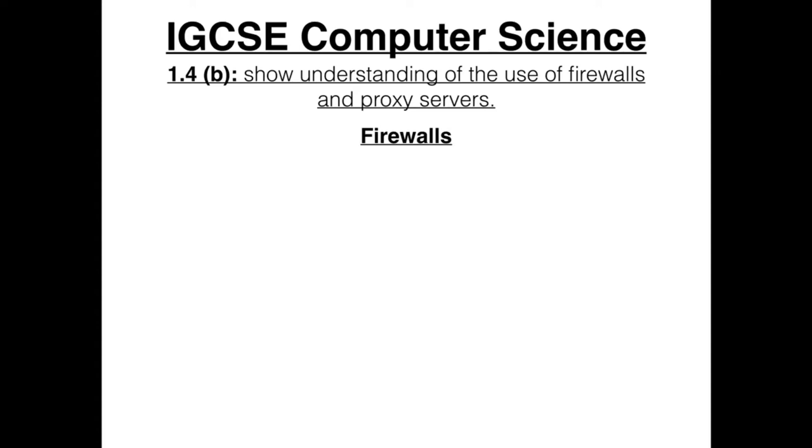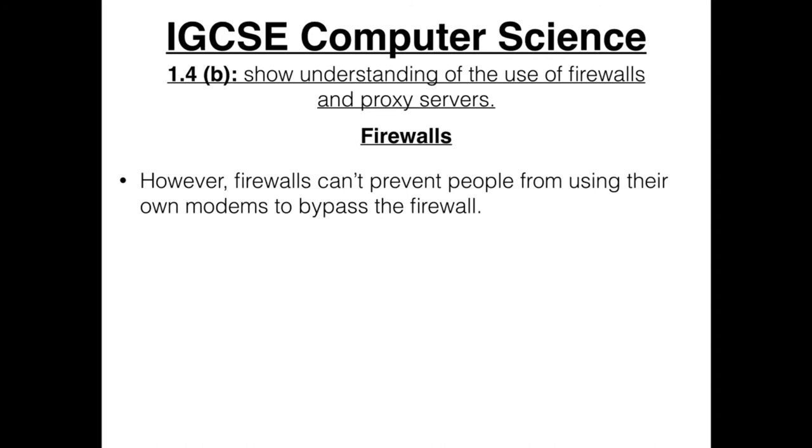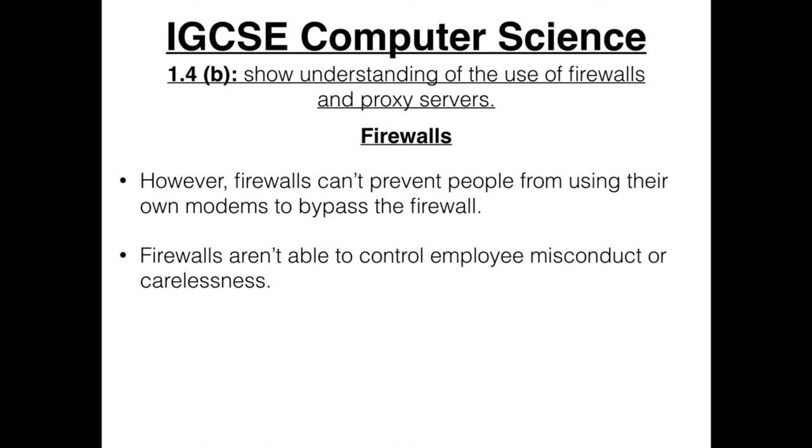There are certain circumstances where the firewall can't prevent harmful traffic. Firewalls can't prevent people from using their modems to bypass the firewall. The firewall can't prevent them from doing that because, again, it's all down to the user. If they want to keep themselves secure, then they can do that with the firewall. If they don't, then the firewall isn't going to stop them. Firewalls aren't able to control employee misconduct or carelessness. So, be careful who you hire. Otherwise, you could be in trouble.